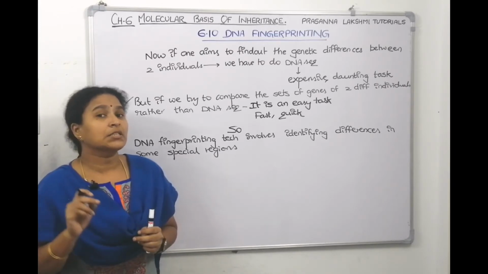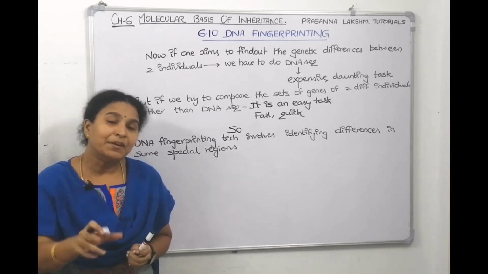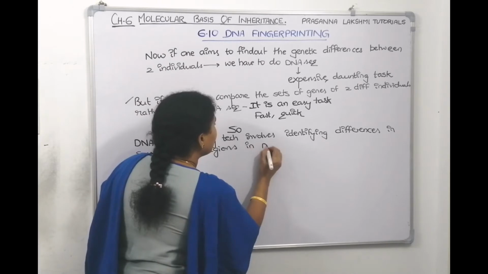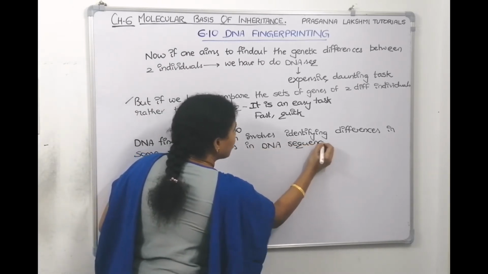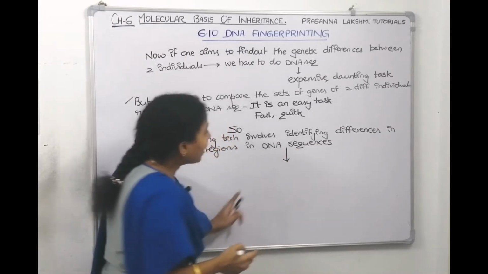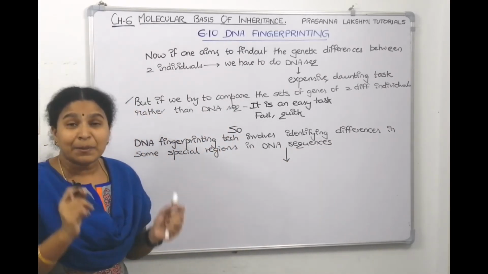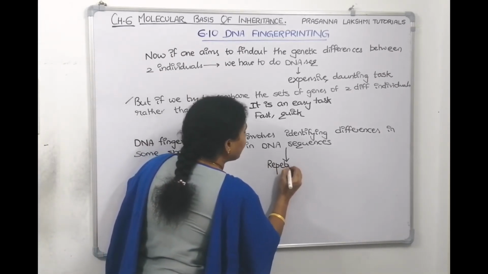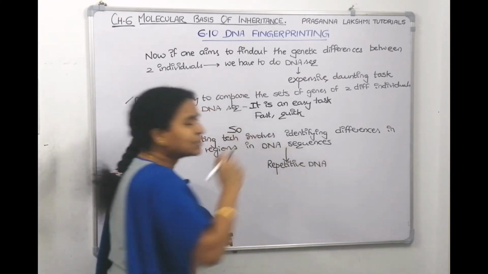What are the sequences we are looking at at the time of DNA fingerprinting? Repetitive DNA sequences, special regions in the DNA sequence. Now, what are those special DNA sequences called? They are called repetitive DNA sequences, repetitive DNAs. Now, the name itself is telling.